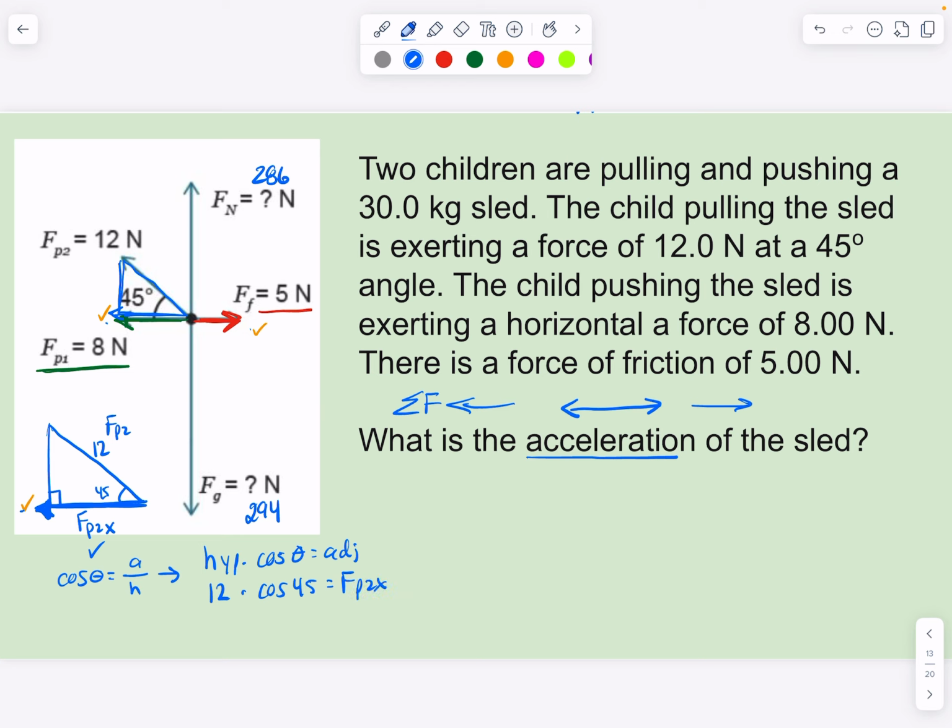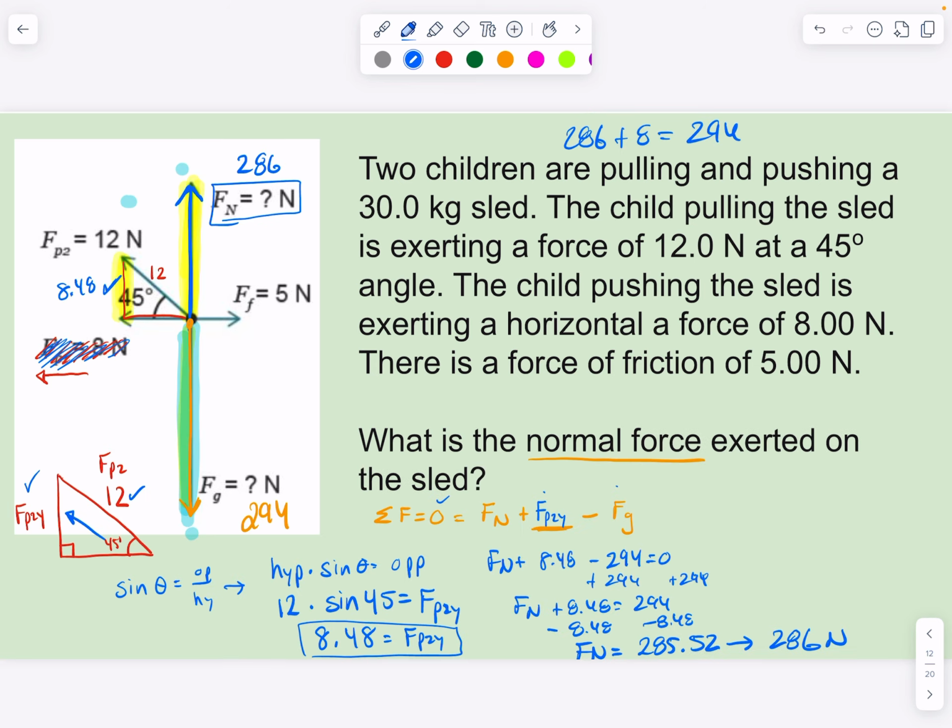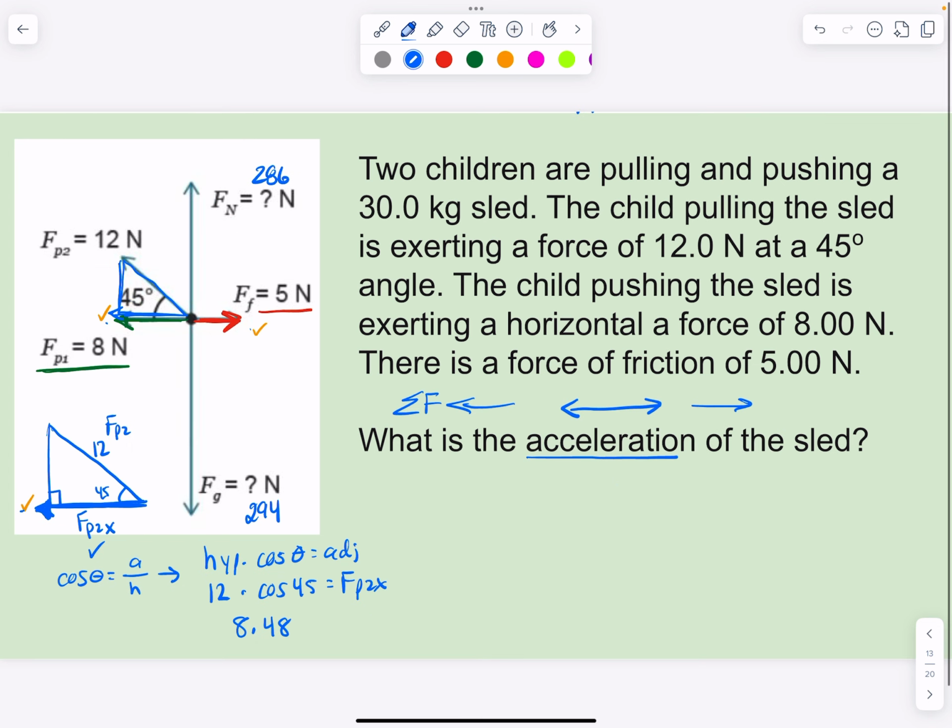And what's interesting about this, if you know a little bit about how your trig ratios work when you're doing a 45-degree angle, is that you end up with legs that have the same value. So this 8.48 is just like our sine of 45. And that's just because it's a 45-degree angle for FP2x.